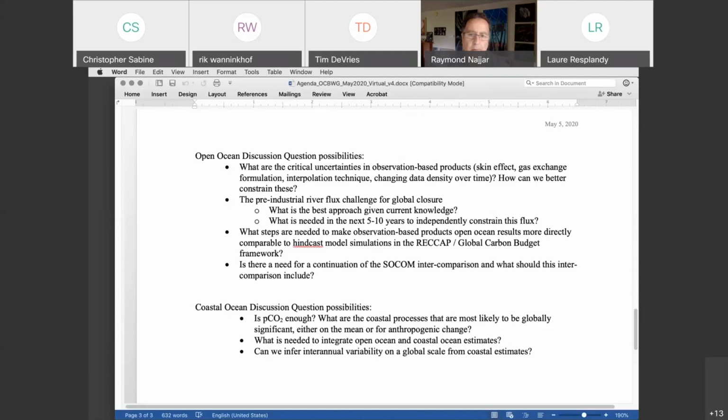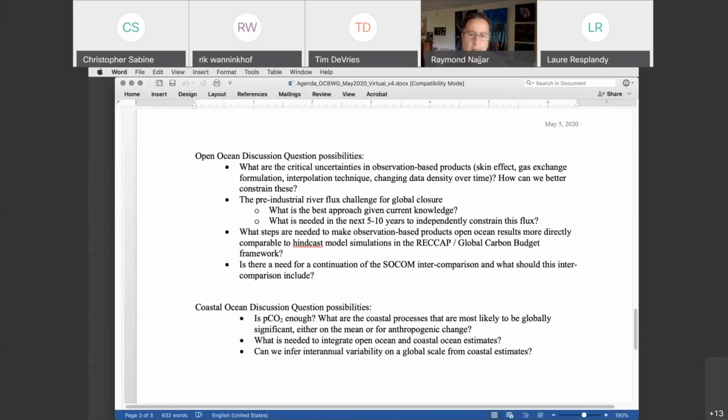So this issue of our open ocean results and our hindcast model simulations, there's many ways to frame this issue. A lot of it is this contemporary versus the anthropogenic flux only and the hindcast models. The issues, of course, the river flux, also the aerial coverage of the models.